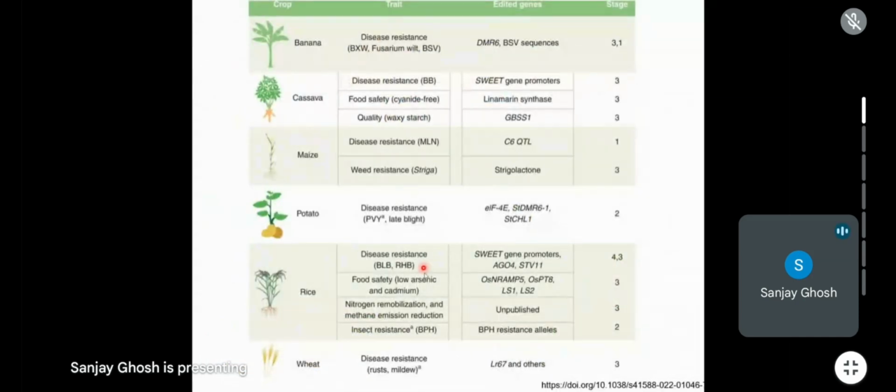So there are a bunch of disease resistant strains now getting generated. This is a list of the traits and the genes that have been targeted in different crops, and all of these crops we eat. I mean the vegetables and the rice, wheat, etc. So these are very important going forward to make them more insect resistant, more tolerant, and to have food safety. Cassava has some cyanide, so they're trying to make a cassava which is cyanide free.